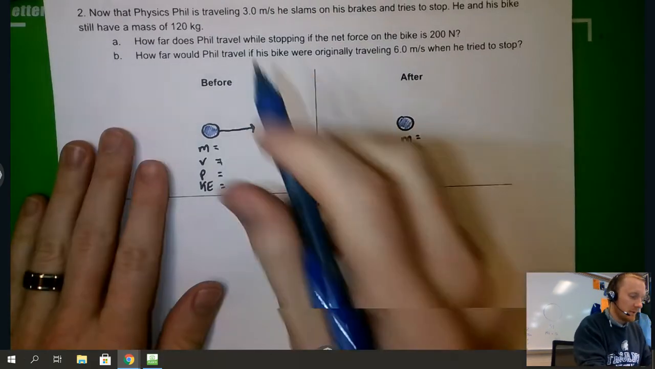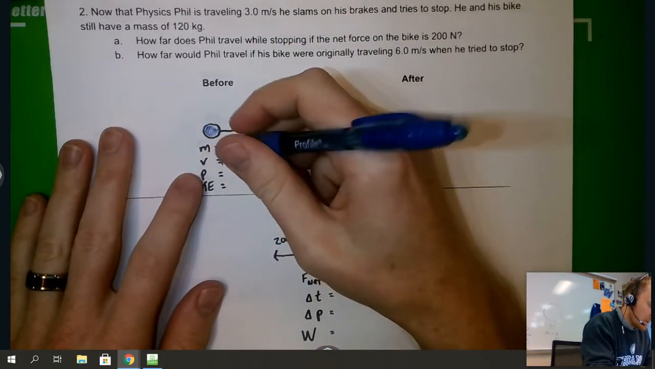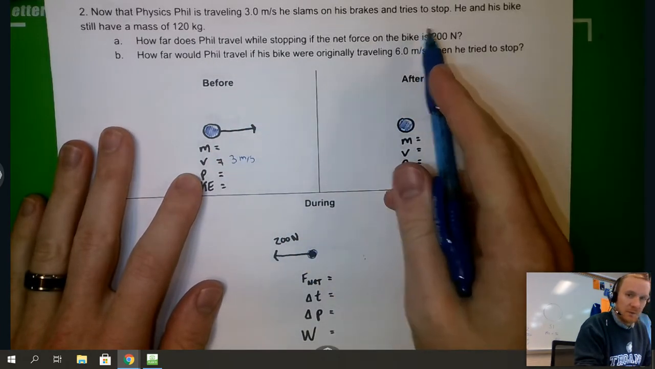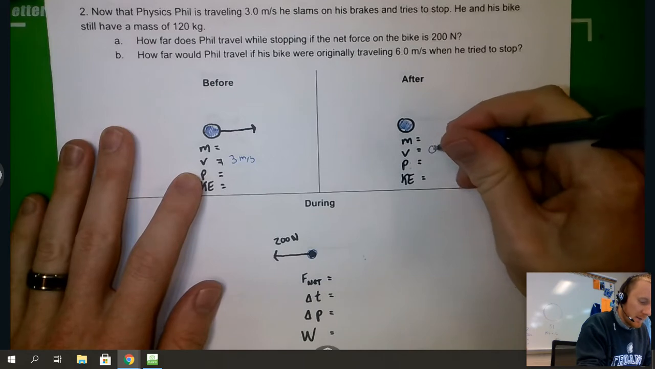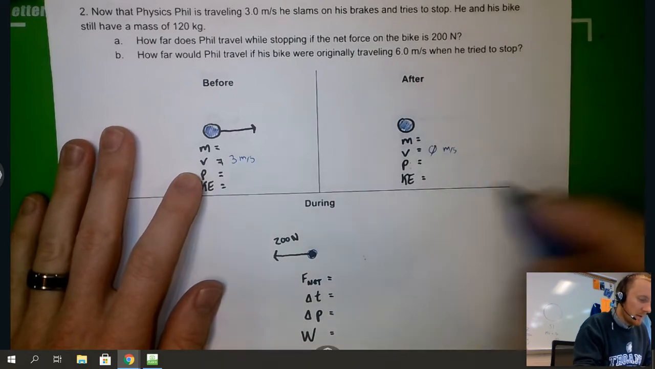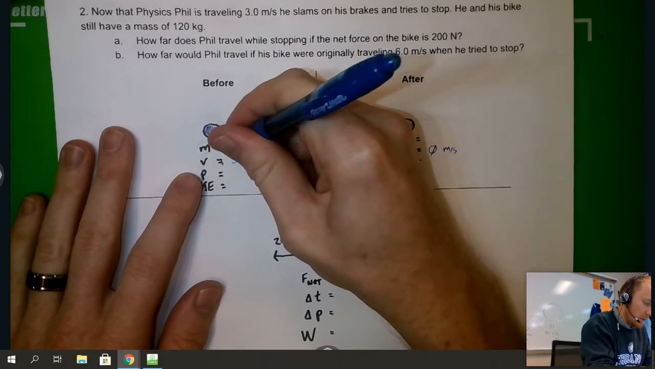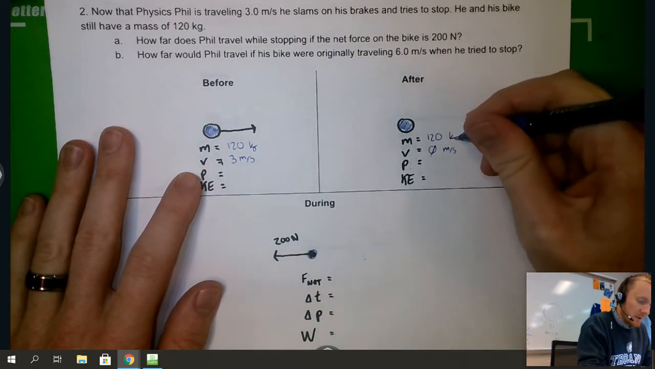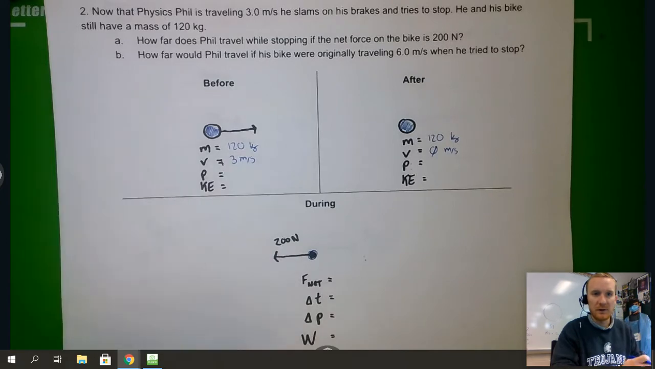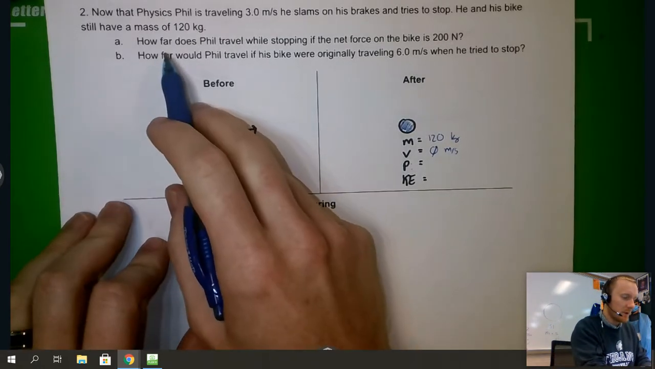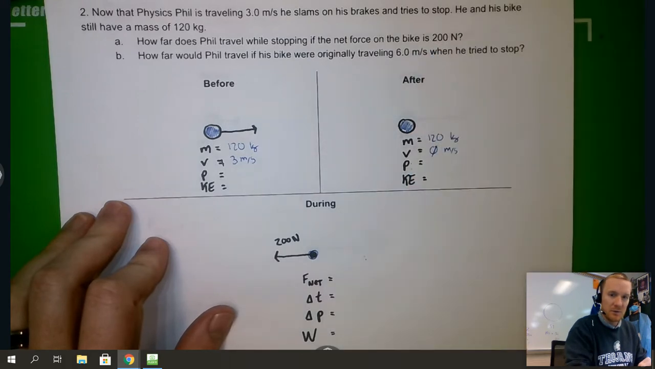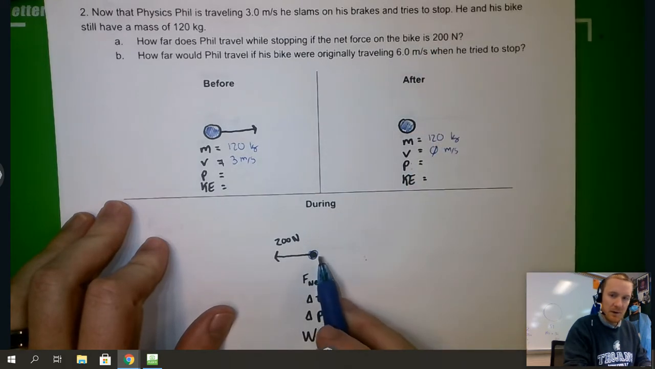Okay? So he's traveling 3 meters per second. So I'm going to include that here, 3 meters per second. He slams on his brake and tries to stop, so his final velocity is 0 meters per second. His mass is still 120. Again, I'm assuming that's not going to change before or after the interaction. And we want to know how far does he travel while stopping if the net force on the bike is 200 newtons. So I've drawn my free body diagram.